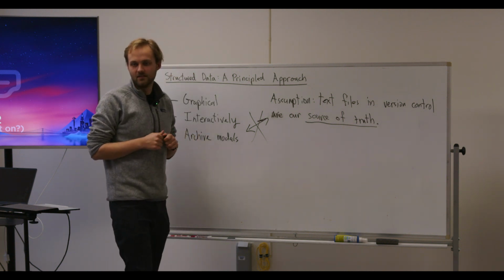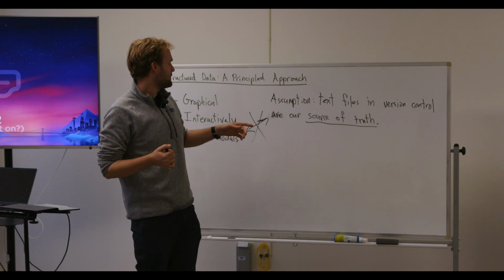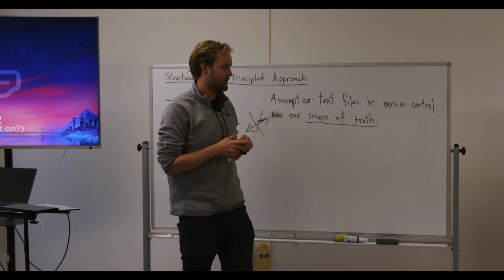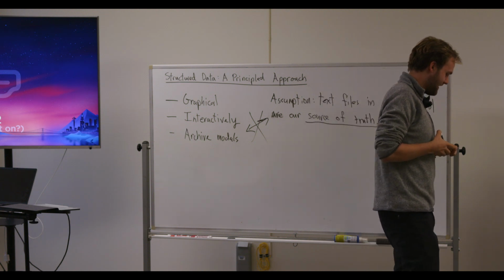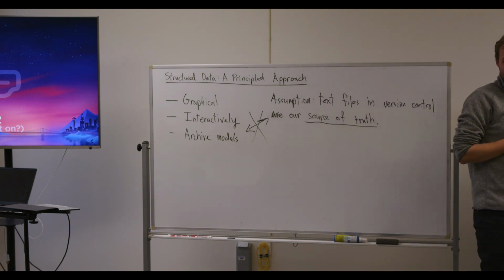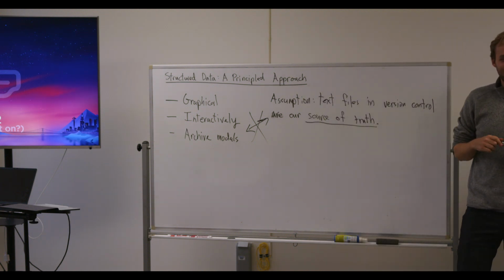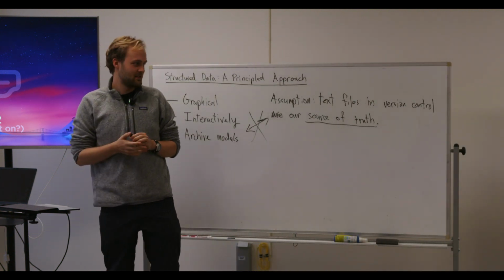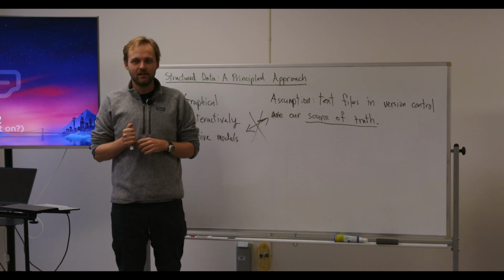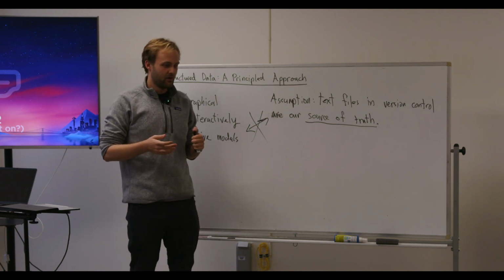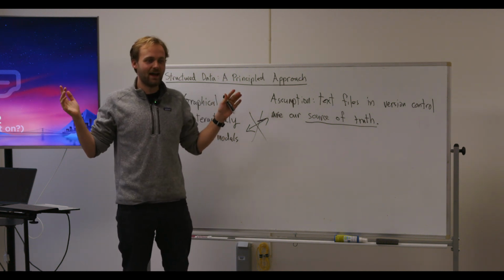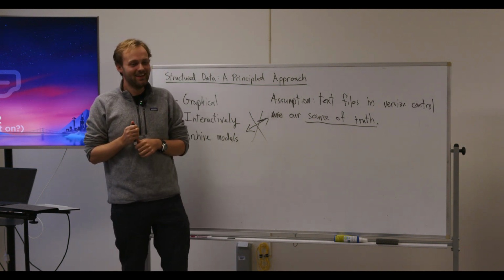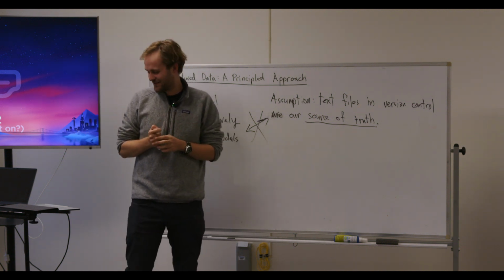So that's fine. Why do we need this? Why do we want text files in version control to be our source of truth? Well, sort of because version control is really nice. There's a reason why every single software development shop from 2 decades ago to now uses version control instead of Dropbox for their source.